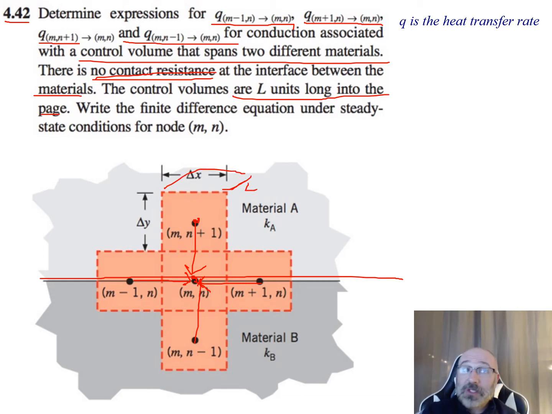So what are they asking us to solve for now? Well, they also want us to find the finite difference equation under steady state conditions. So there's another assumption we have. It's going to be steady state conditions for our center node, M comma N.